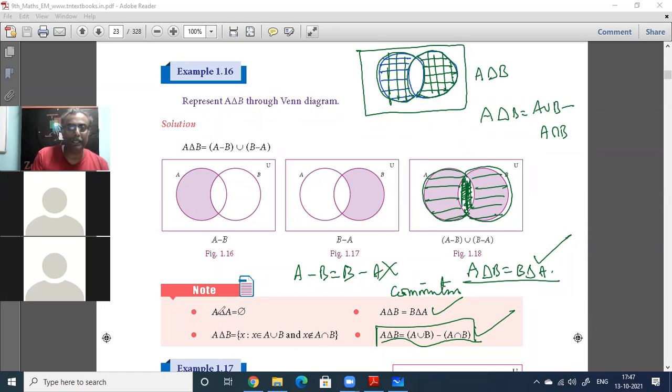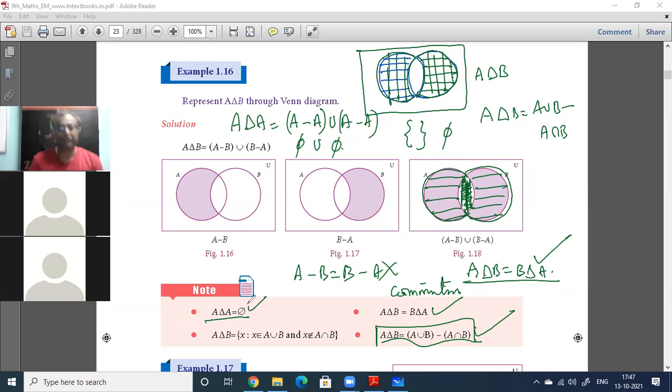Then A symmetric difference A is the null set. Let us find that. A delta A is equal to A minus A union A minus A. What is A minus A? Null set. What is again A minus A? Null set. Empty set union empty set, what will you get? You will still get null set only. So A symmetric difference A is null set, correct.